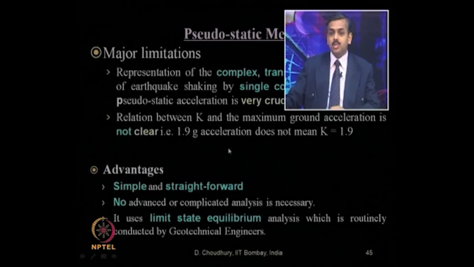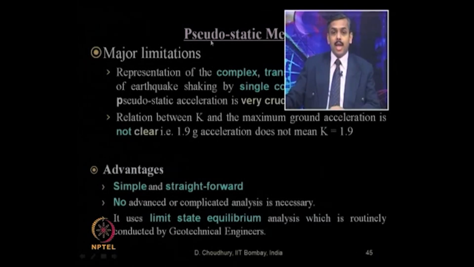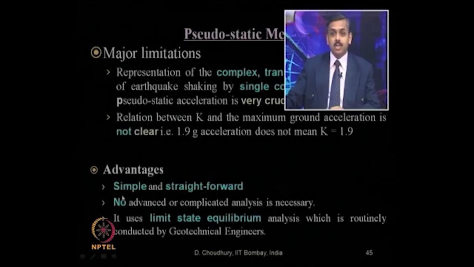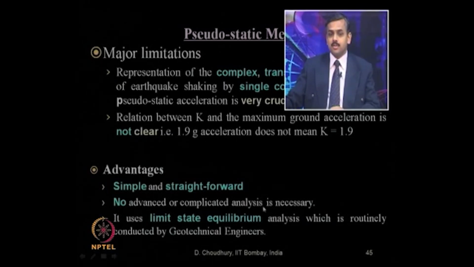Suppose there is 1.9 g acceleration, it does not mean that the k value should be 1.9. But what are the advantages, why do people still use this age-old pseudostatic method? Because it is very simple to use, as we have seen, it is nothing but an extension of static analysis. It is quasi-static or pseudostatic, as the name suggests, and it is very straightforward. So, there is hardly any complexity involved in the analysis. That is why many researchers and practitioners prefer this method because of its simplicity. No advanced or complicated analysis is necessary, right.